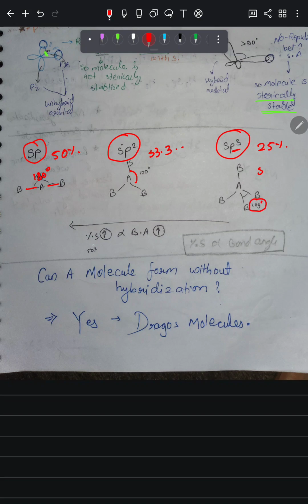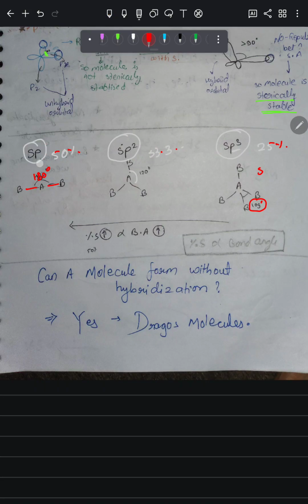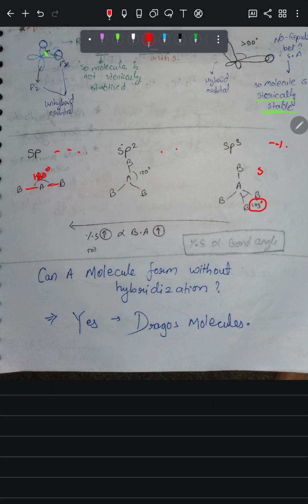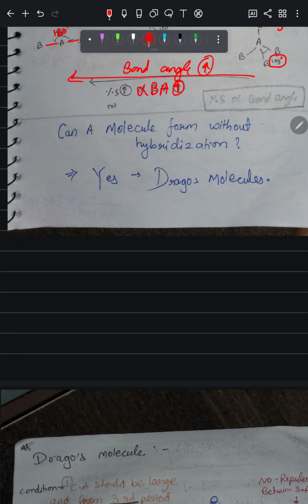As we have studied, if the percent s character of the molecule increases, then it is directly proportional to the bond angle. If percent s character increases, the bond angle also increases. So if we go from left to right, the bond angle increases. Now a question arises: can a molecule form without hybridization?